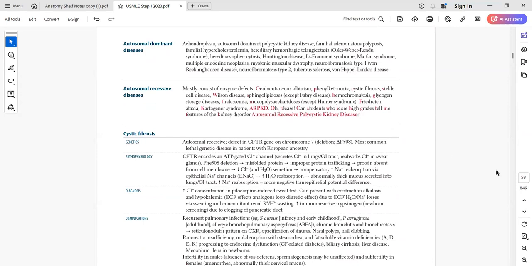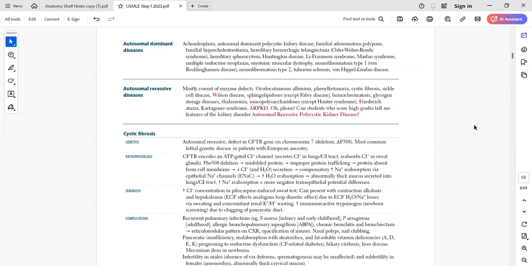So I get a lot of questions as to whether you're supposed to memorize the autosomal dominant diseases and autosomal recessive diseases, and I'm sure you guys would have the same question, right? So my answer would be yes. Now, don't panic because I know there's a lot of memorization, but just memorizing this would give you so much information about the diagnosis.